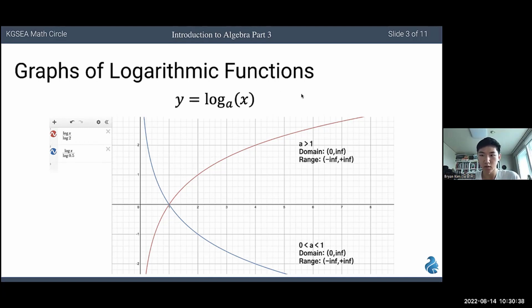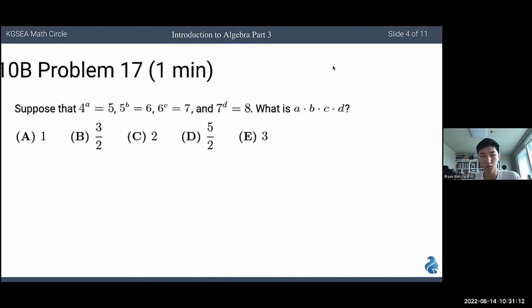The first case is when the base number is greater than 1, in which the function is an increasing function, meaning that as x increases, the y value increases as well. The domain is x greater than 0 and less than infinity, and the range is all real numbers. The second case is when the base is between 0 and 1, in which you get a decreasing function, and the domain and range are the same as when the base is greater than 1.